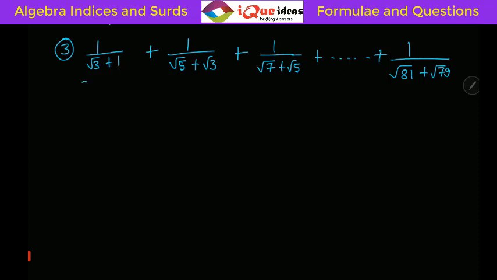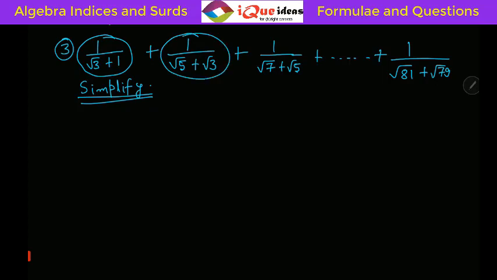Alright, we have to simplify this. Now how do we do this? You see that there are so many terms here, but we don't need to worry. What we need to do is take the terms separately, this term once, and so on. Let's take the first one. It is 1 by root 3 plus 1. Let's rationalize this.